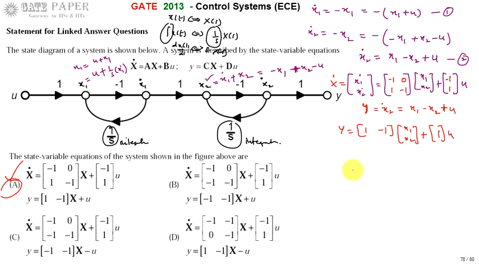Now from this one you can say A is equal to, this is A matrix, this is B matrix, this is C matrix, and D is equal to 1 directly. So A matrix is minus 1 0 1 minus 1. Okay. Now we are moving into the second one.